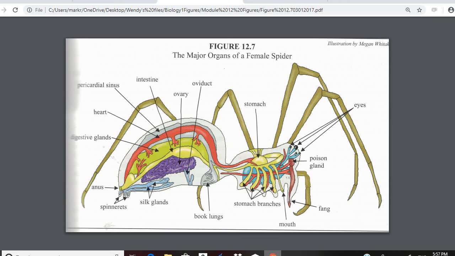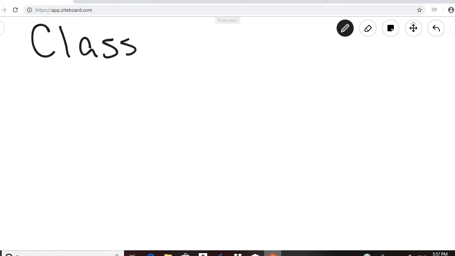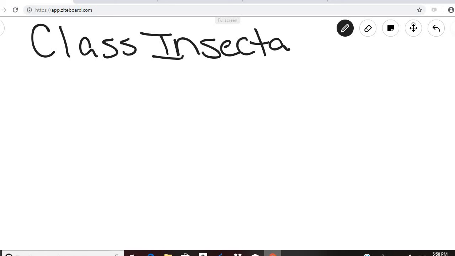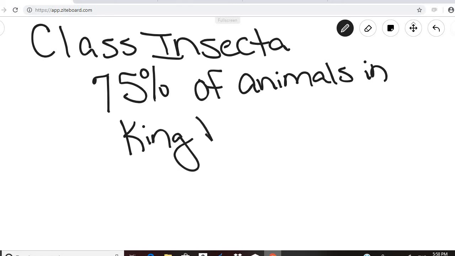And then the last class that we need to do is class Insecta, or the insects. This class makes up 75% of the animals in the animal kingdom. So the vast majority of kingdom Animalia are insects.